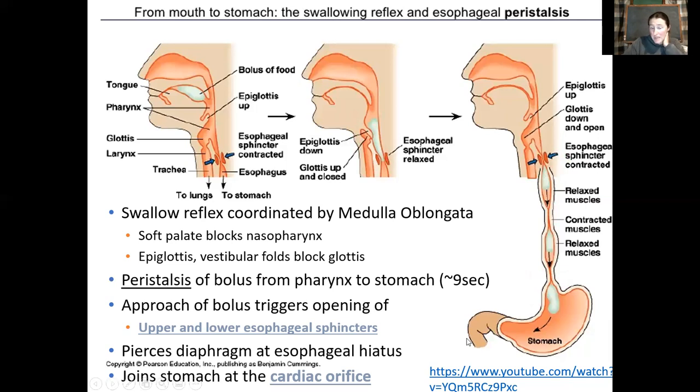Okay, now the esophagus is actually going to pass through the diaphragm, and it joins into the stomach at a structure called the cardiac orifice, right? And it's called the cardiac orifice because essentially your heart is right here above your diaphragm, so it's super close to where the esophagus actually meets the stomach.